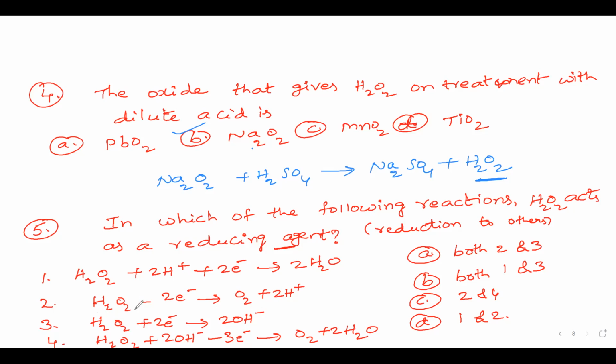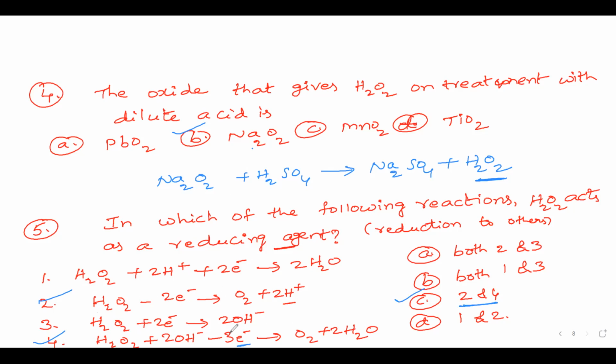Option 2, hydrogen peroxide changes to oxygen plus 2H+. So it is losing electrons and itself getting oxidized. So option 2 is a correct answer. And let us see the fourth one. Here also it loses electrons. So 2 and 4. So option C, a very important question this is.